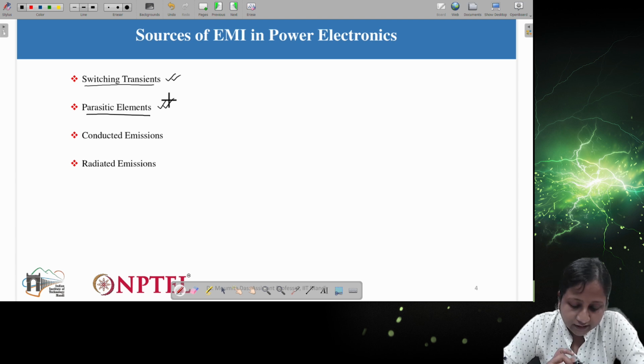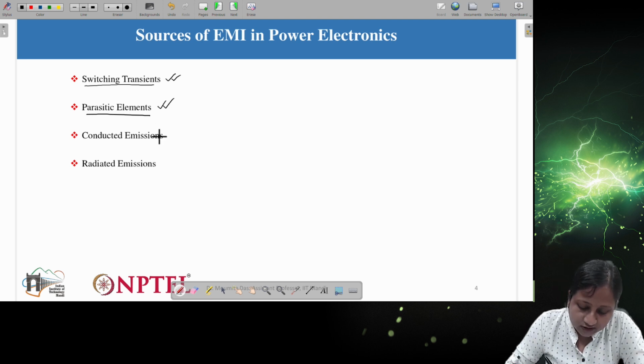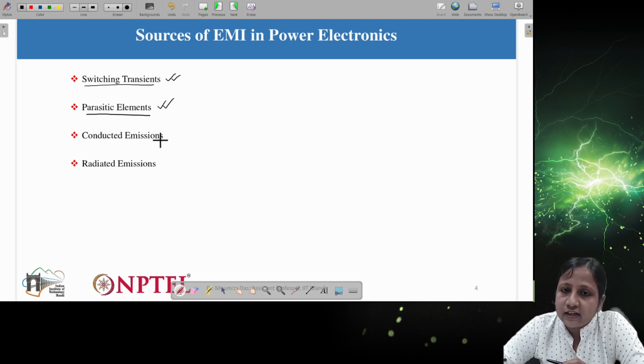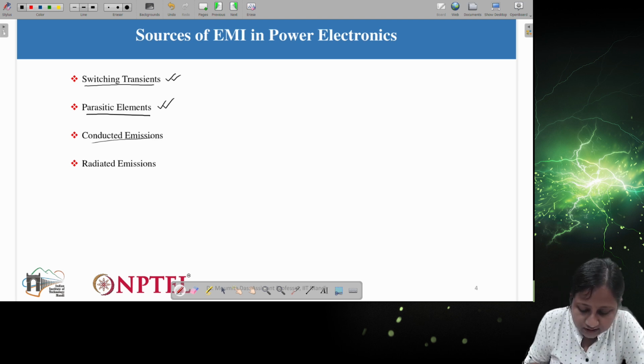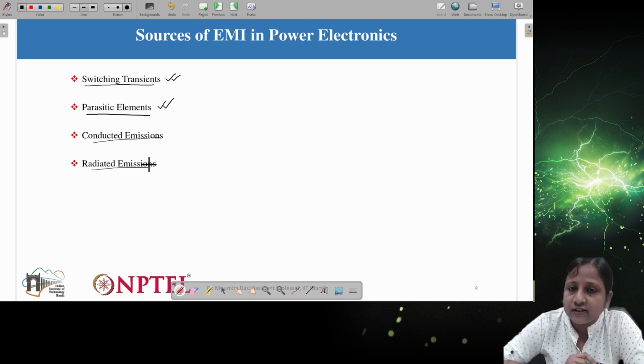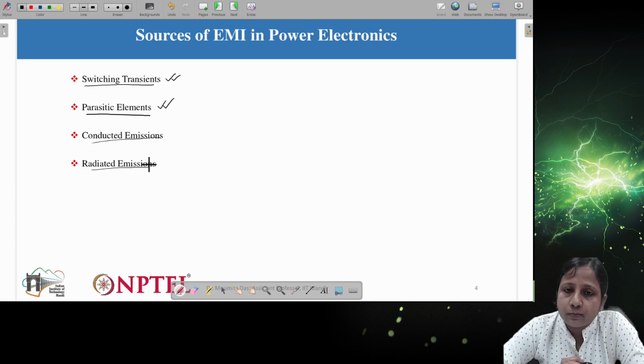Now these two come from the circuit itself or the converter itself. There are two other factors which affect EMI noise. First is the conducted EMI and second is the radiated EMI. We'll see in detail how these noises are coming, what their paths are, and how we can calculate noises in these two different methods. So that we will see later in this discussion.